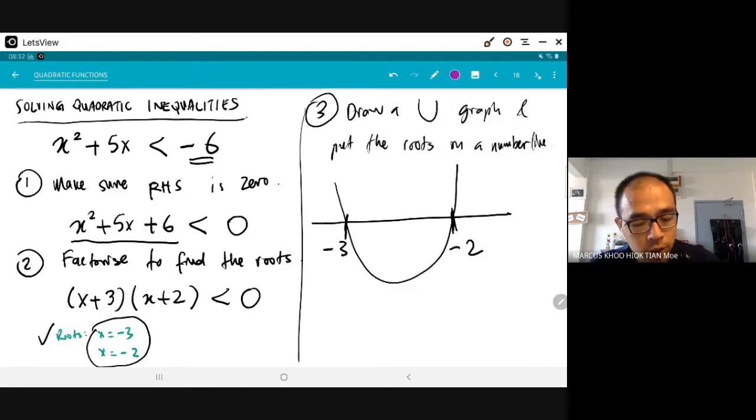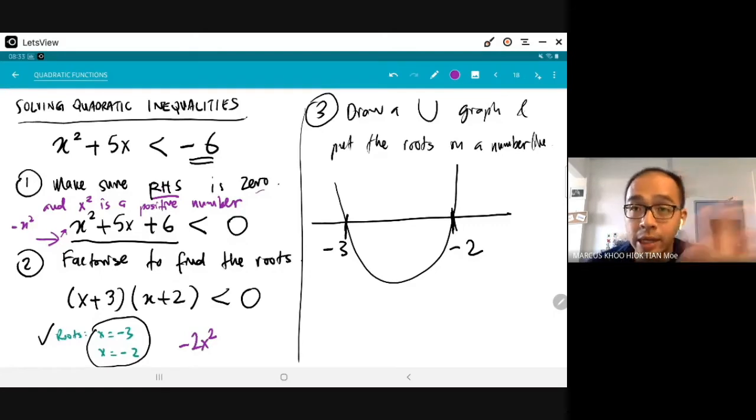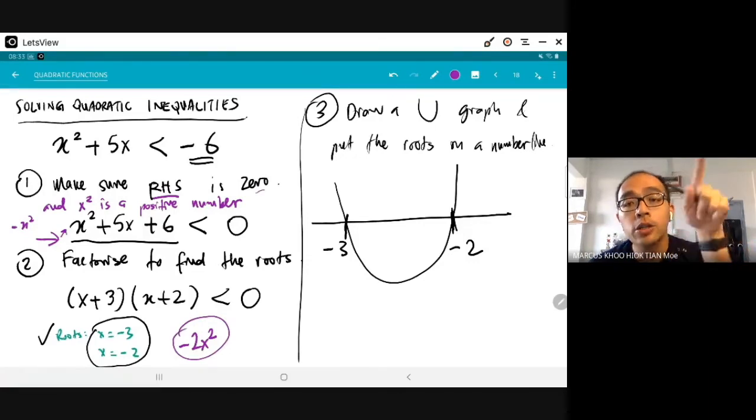Saya lupa pula. Make sure the right hand side is 0 and okay, x squared is a positive number. Okay, maksudnya nombor di sini kan dia mesti nombor positif. It cannot be a negative x squared begitu, tak boleh. Atau negative 2x squared kan, dan cara ni tidak boleh pakai. Okay, so macam mana kalau kamu berdepan dengan soalan begini, sekejap lagi saya jawab lah, tapi saya kasih habis dulu ini. So you draw a U graph, you put the roots on the number line.